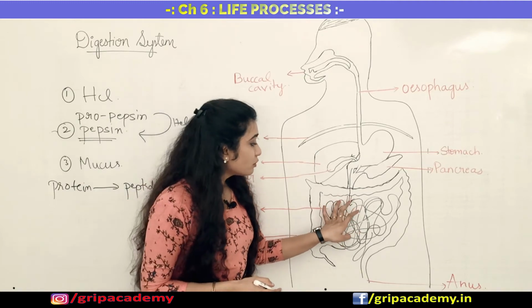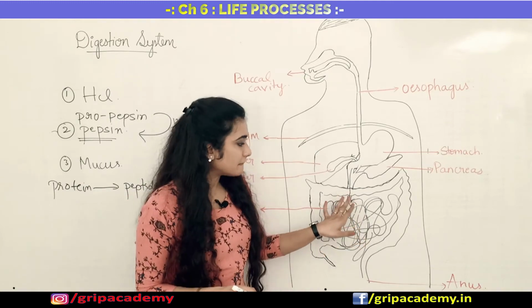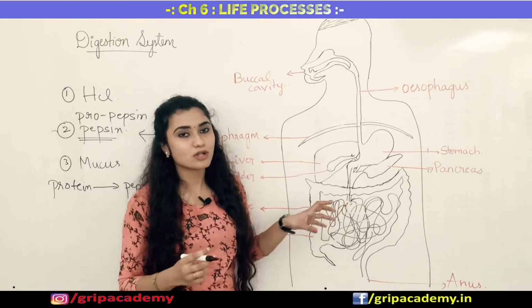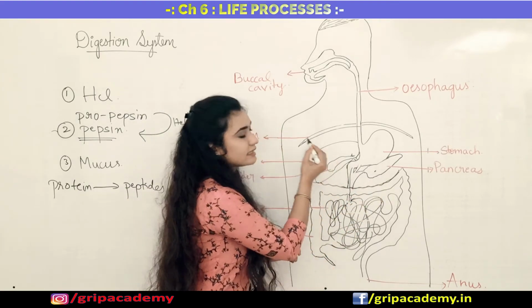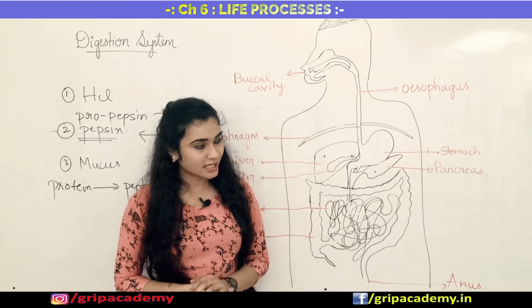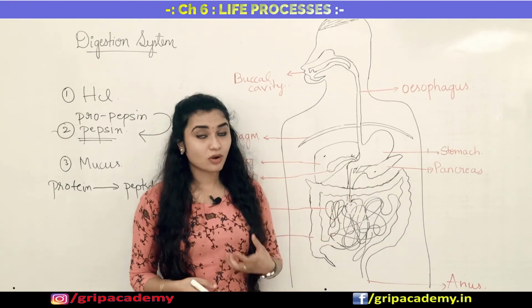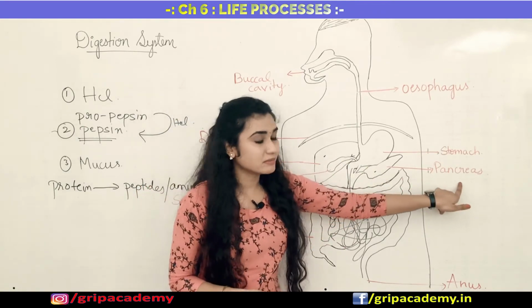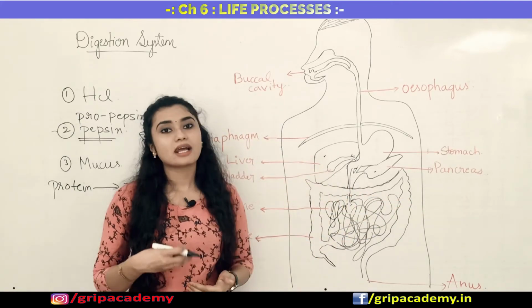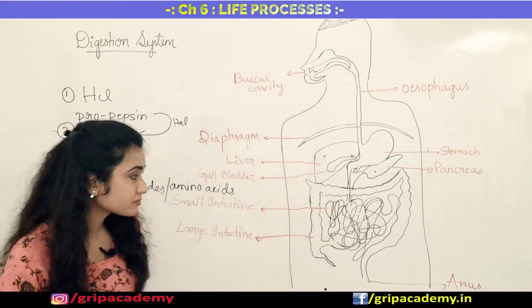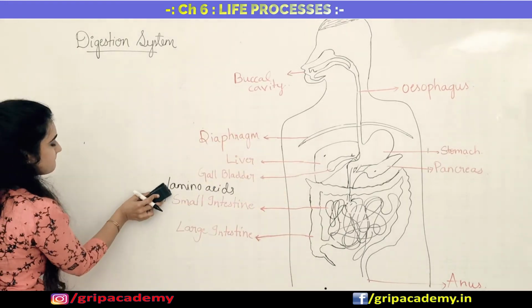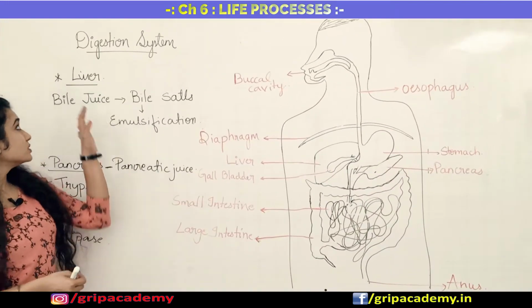Okay, so now the food is in small intestine, but the small intestine will also receive the secretions from your pancreas and the liver. So now let us study which all juices or the enzymes will be secreted by the pancreas and the liver, and how it helps in the process of digestion. Okay. Yes, so now coming to the liver.